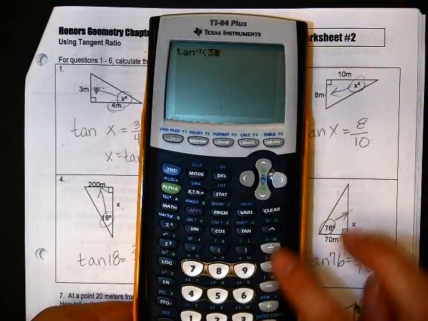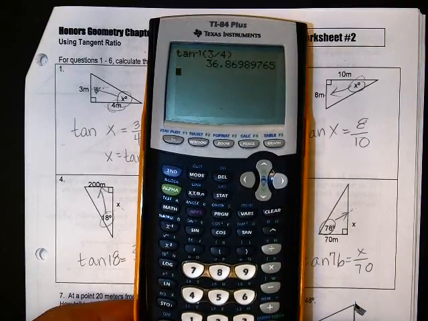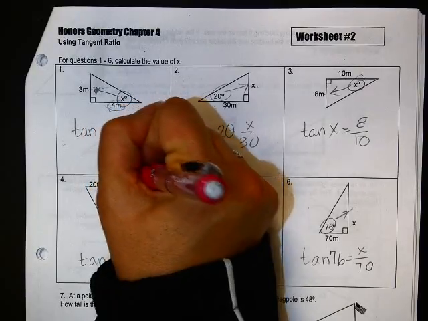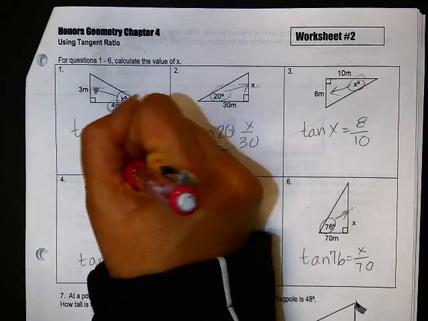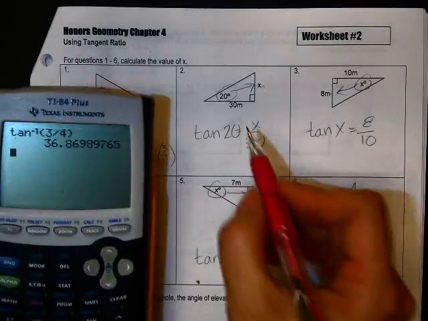So you would hit second and tangent, and if you notice, it says tangent -1. And then we would just do 3 divided by 4. That's how you put in a fraction. Fraction means divide. And so you get 36.87 as your degree. And we knew it was less than 45, so that makes sense.